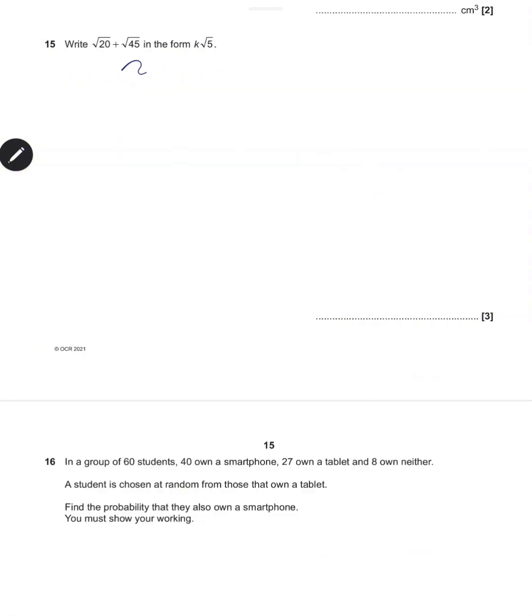Question 15, we've got some surds work to do. You can't add root 20 to root 45. We need to simplify both of these surds. So root 20, two numbers that multiply to make 20, 4 and 5. Why go for 4 and 5? Well, root 4 is 2. So what you're left with is 2 root 5, and that is root 20 simplified.